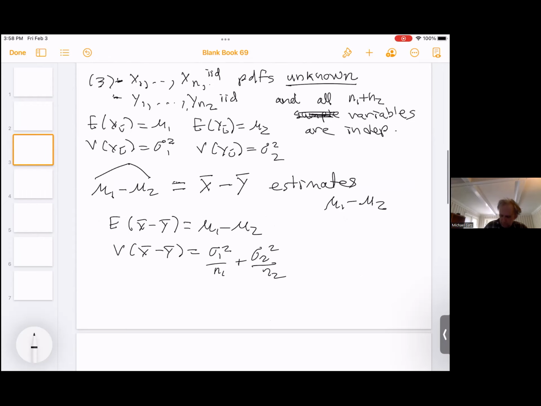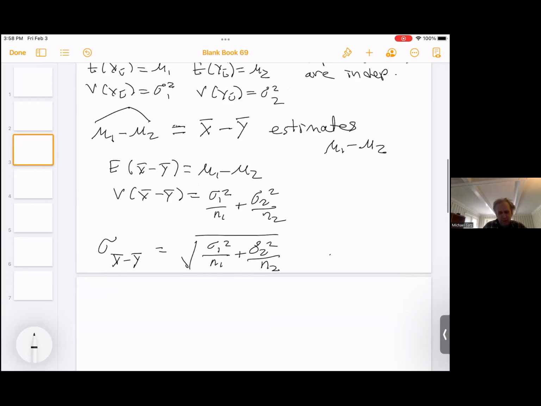And the standard error, the square root of the variance, we'll use this notation again. The standard error of x bar minus y bar is just equal to the square root of this. So this will also go to 0, right? Each term will go to 0.